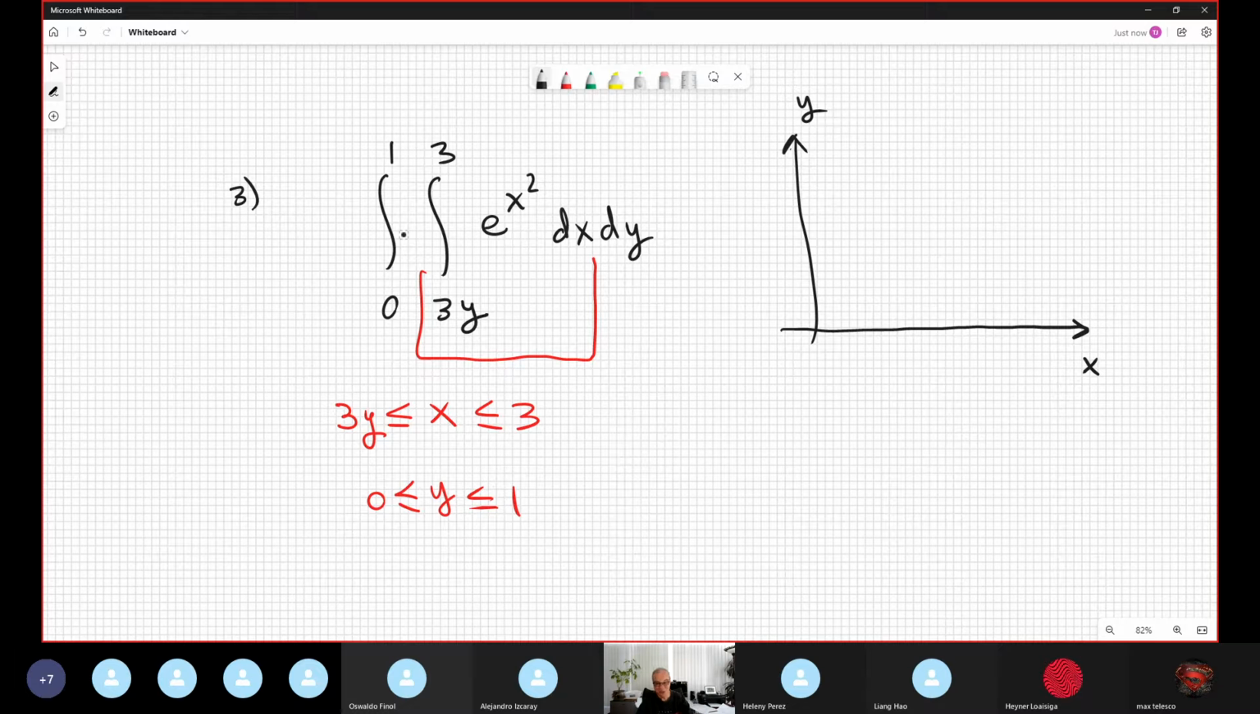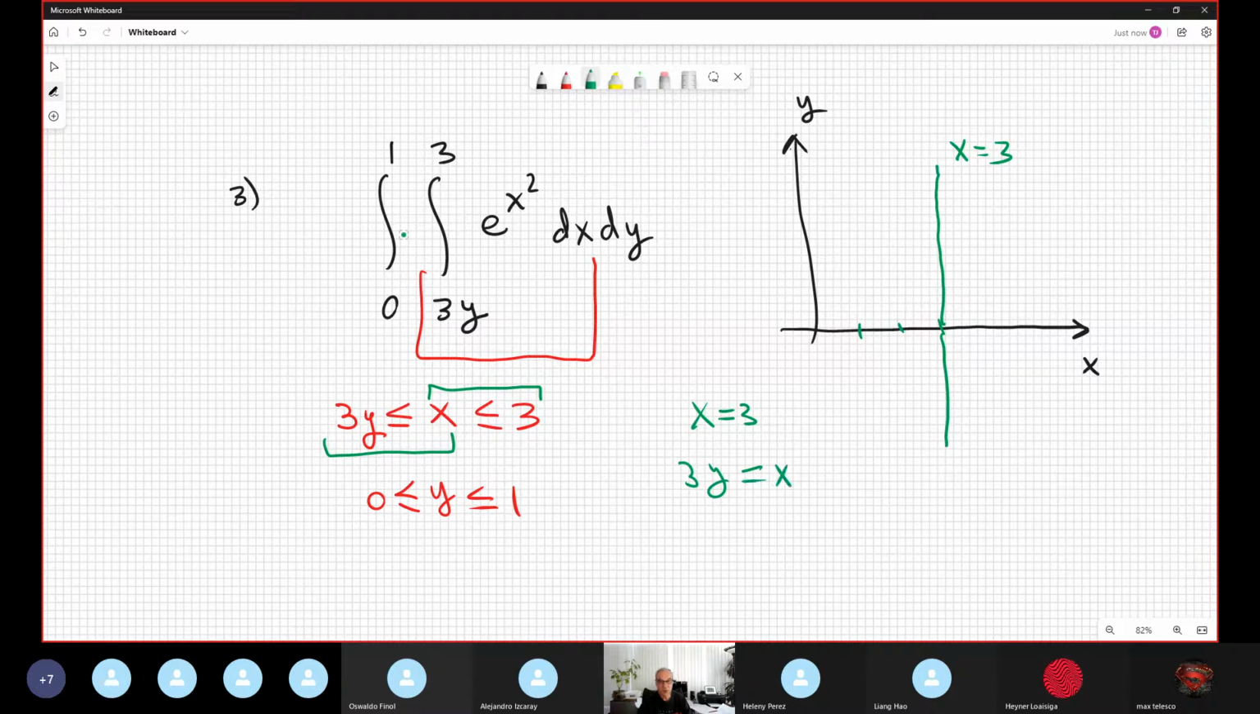I want to reverse this order. So you take, for example, this equation, x equals 3. Oh, it's a vertical line. Okay, 1, 2, 3, vertical line. X equals 3. And you take this equation, okay, 3y equals x. You convert to equation always, guys. Get the boundary, no?